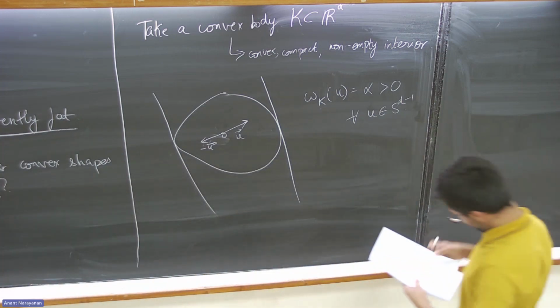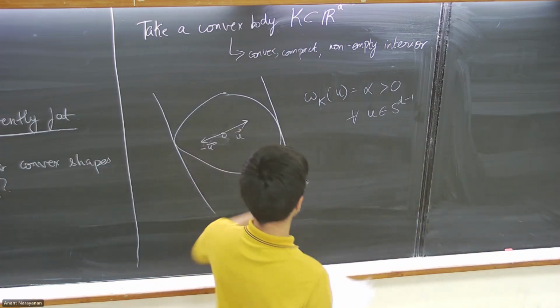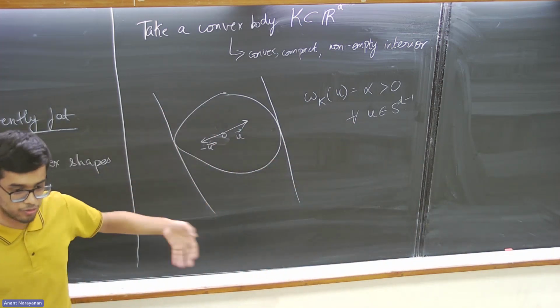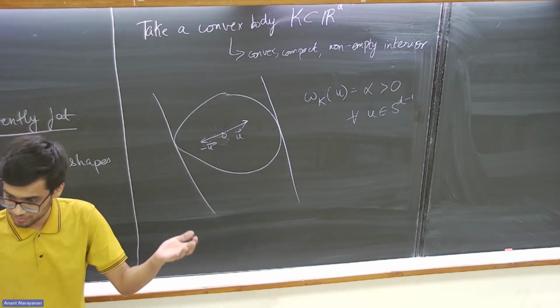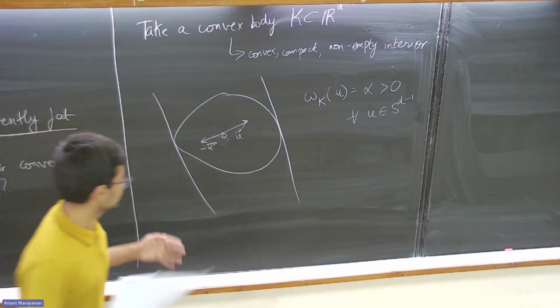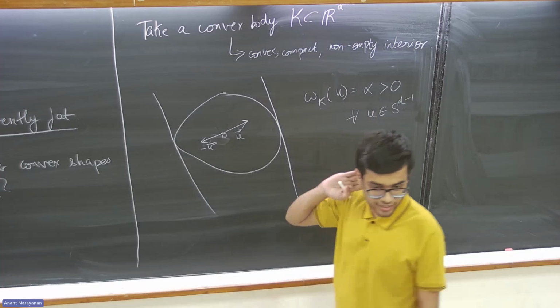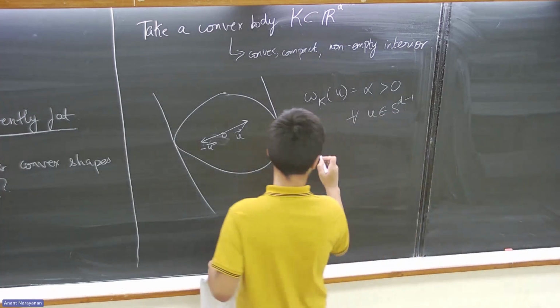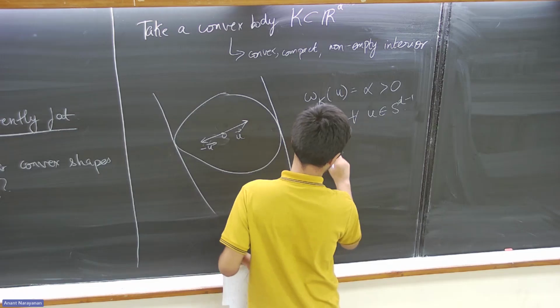Now, a very simple example of this: if I ask you for a body of constant width in R^d, what is that? A ball. Correct. You have a ball, and what is the width in that case? The diameter. So a very simple example is the ball.